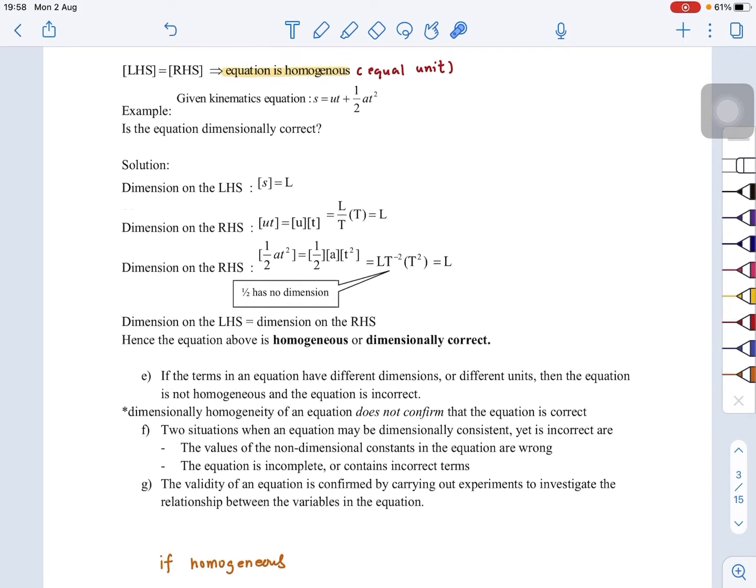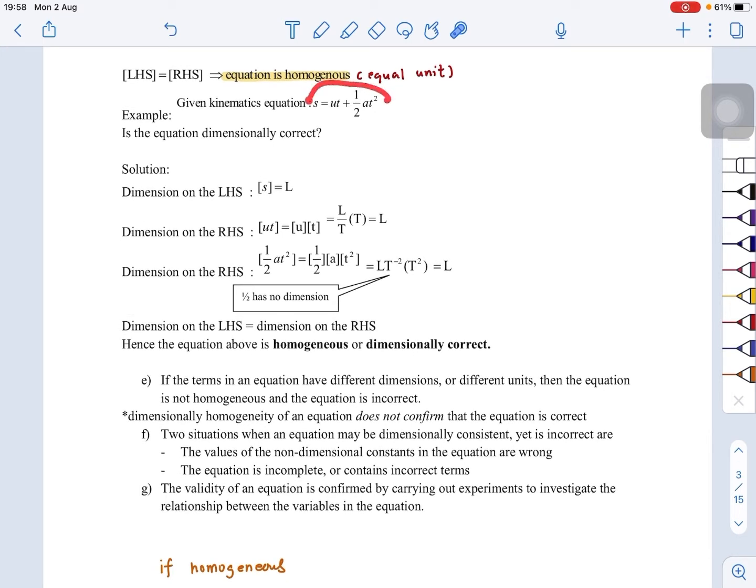So we are given the example here. So this is the equation. Ni adalah kinematics equation that we are going to actually use in chapter 2 later. So we have S, the displacement, U is the velocity, T is the time, plus half AT square, di mana A dekat sini adalah acceleration. Okay, so this is the equation given.